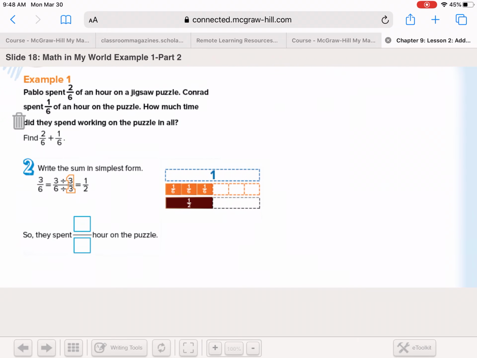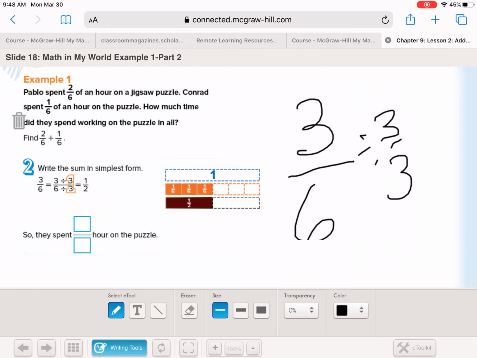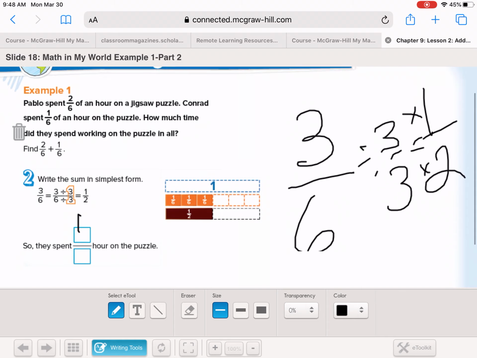How much time? So then what they did was they got 3/6. But they said, you know what? We need that to be in simplest form. So they divided by 3 on both sides. And I know that 3 is half of 6, so I know that it's equal to 1/2. 3 divided by 3 is 1. 6 divided by 3 is 2. So basically, if I did my inverse, 1 times 3 is 3. 2 times 3 is 6. So they spent 1/2. So they spent a half an hour on the puzzle.